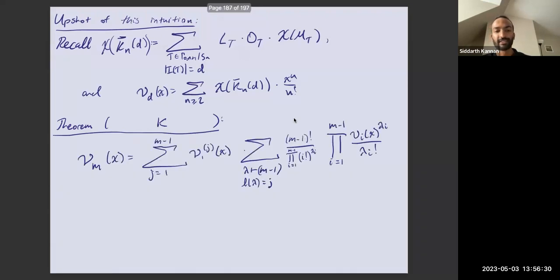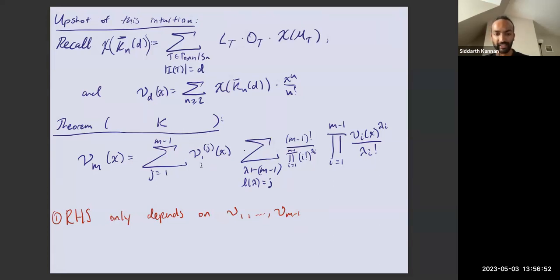And the theorem is this recursive formula for these nu sub m of x. Let's just stare at this momentarily. This is the generating function for m vertices, and we should observe that the right hand side only depends on 1 through m minus 1. So it's a recursive formula.